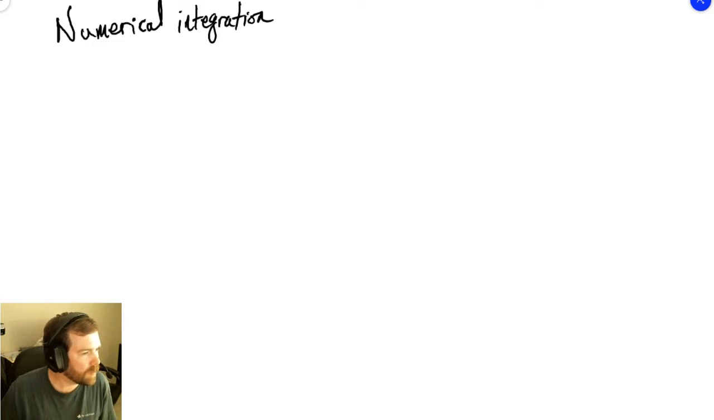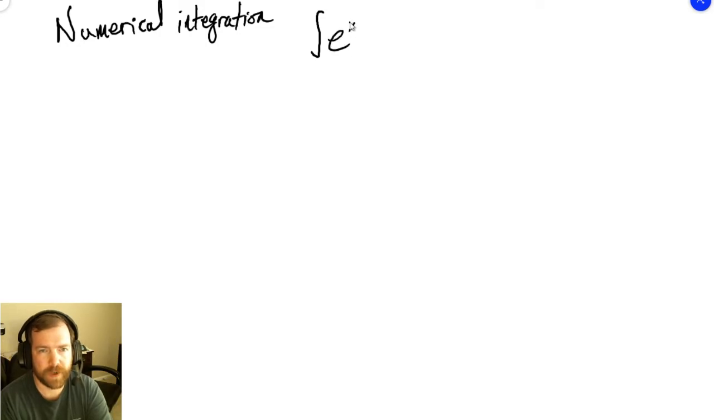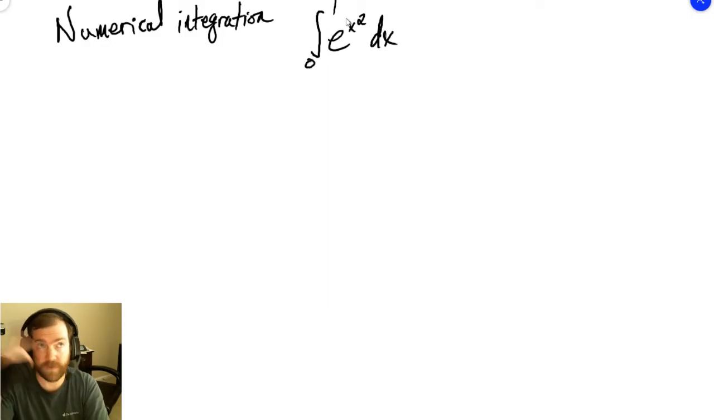One of the problems that we came across was when you have an integral that is literally impossible to solve, such as e to the x squared dx. Normally we'd be looking at trying to figure out what is the value of the definite integral between 0 and 1 of this particular function.